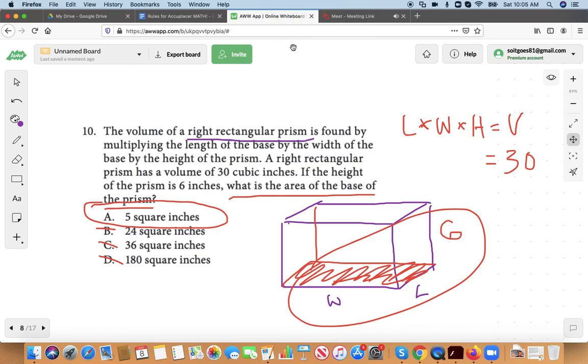The area of that base has got to be 5. I don't know what L and W are. Doesn't matter. I know the area of the base has got to be 5, because I multiply the base times the height, I'm going to get the volume. Base has got to be 5. But B, C, and D are way too big, if you think about the values. Correct. Okay.